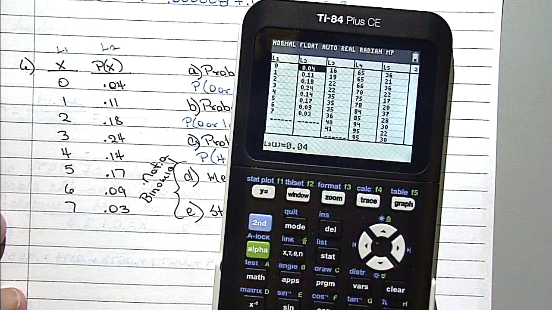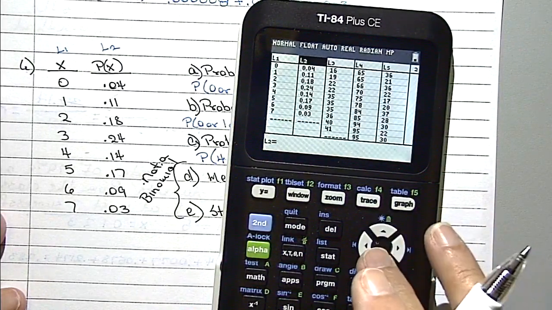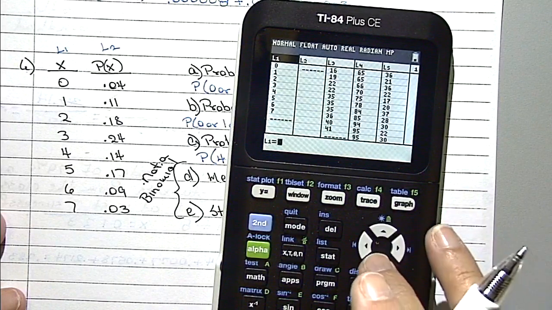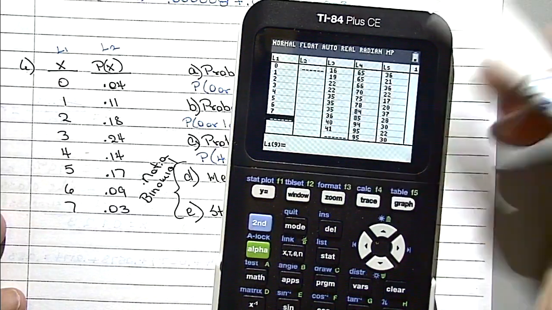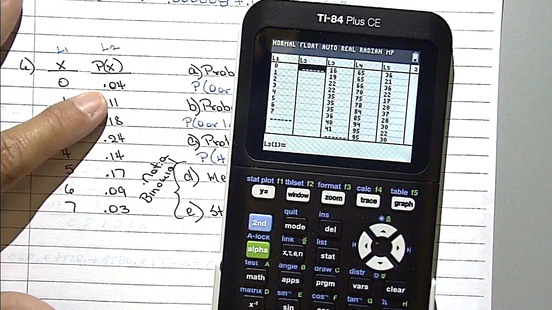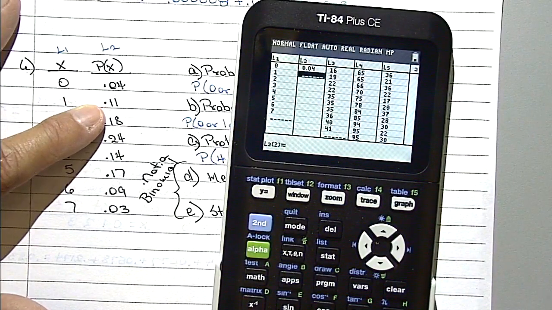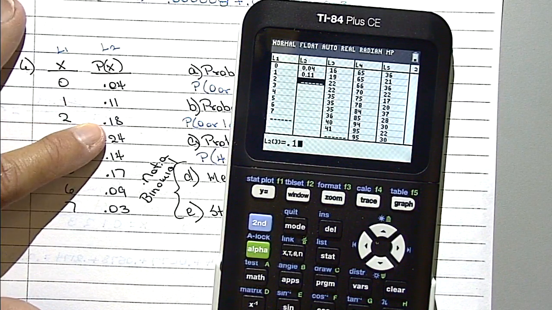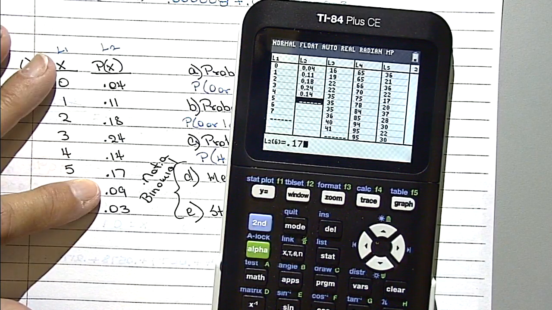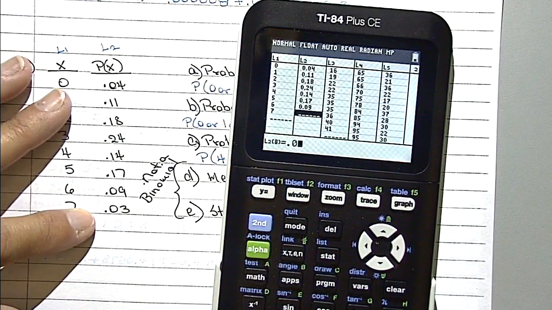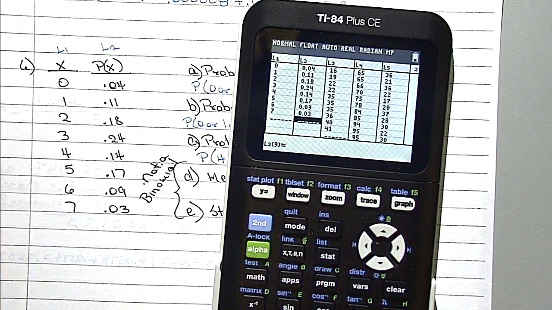I'm going to go stat and edit, and I'm going to clear list 2 and list 1. Then I'm going to write the list 1 variables 0, 1, 2, 3, 4, 5, 6, 7, and check to see if I did it right. Then come over here and put their probabilities in: 0.04, 0.11, 0.18, 0.24, 0.14, 0.17, 0.09, 0.03. I think I got those entered correctly.